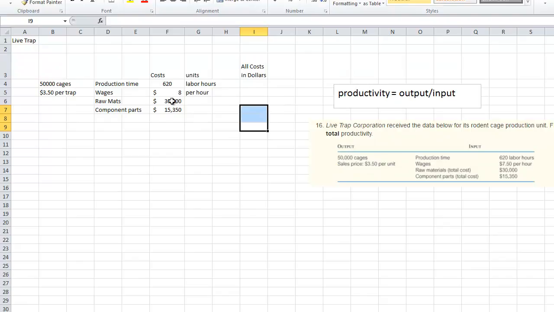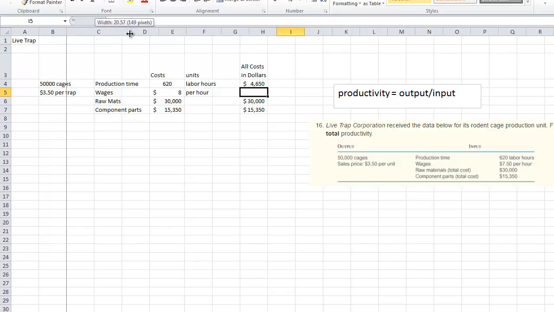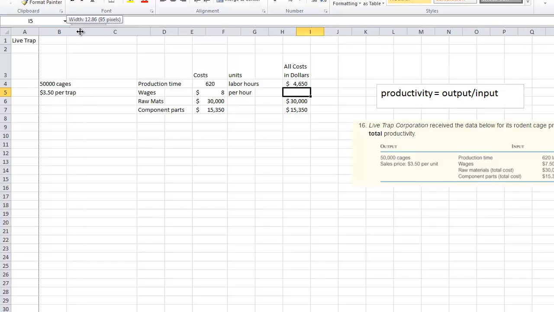Okay, so these will come right over because they already are in dollars, whereas what we need to do is multiply. We want to find out our labor cost here. So our labor cost is going to be equal to this cell times this cell. And now we have how many dollars it costs in labor that contributed to these 50,000 cages at $3.50 per trap. Okay, so what we're going to do also here is I want to widen this a little bit, give ourselves a little breathing room here.